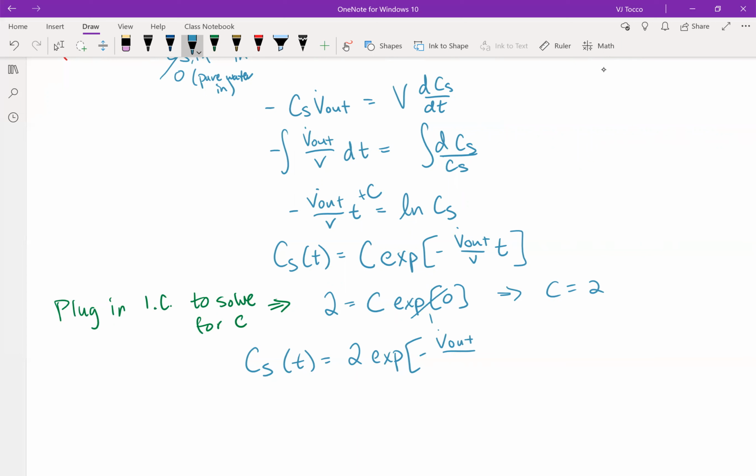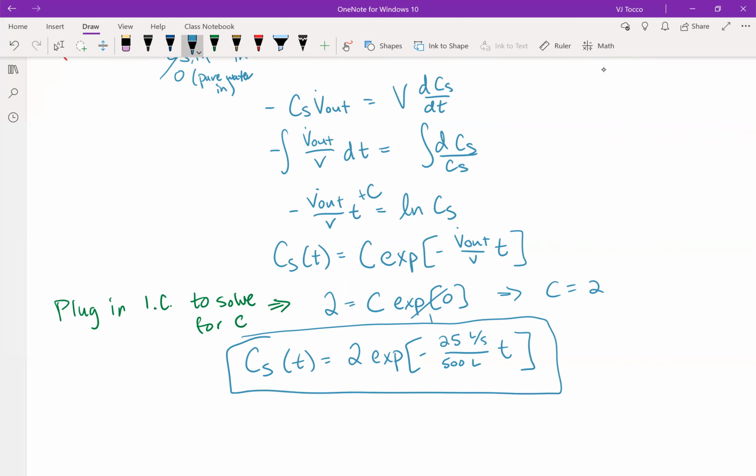Well, so I guess I can plug in values here because I already plugged in the 2. All right, V out was 25 liters per second. The volume of the tank, I think, was 500 liters, times t. So this is the answer to what the problem asked me to solve for.